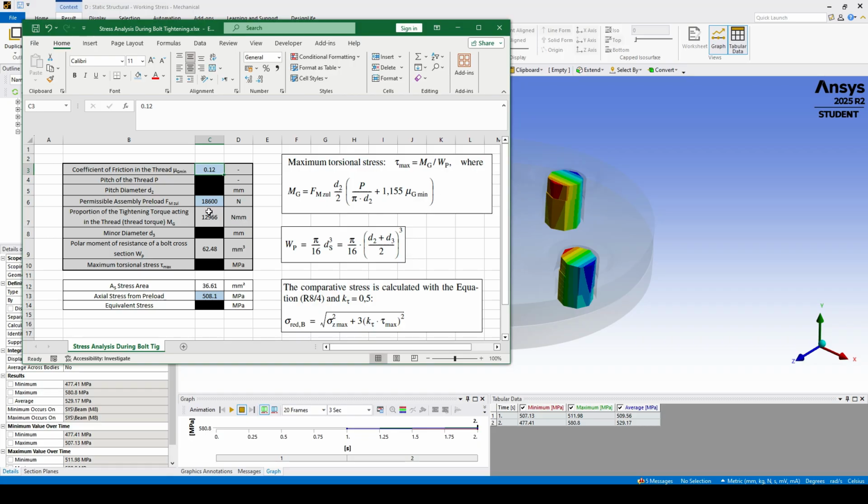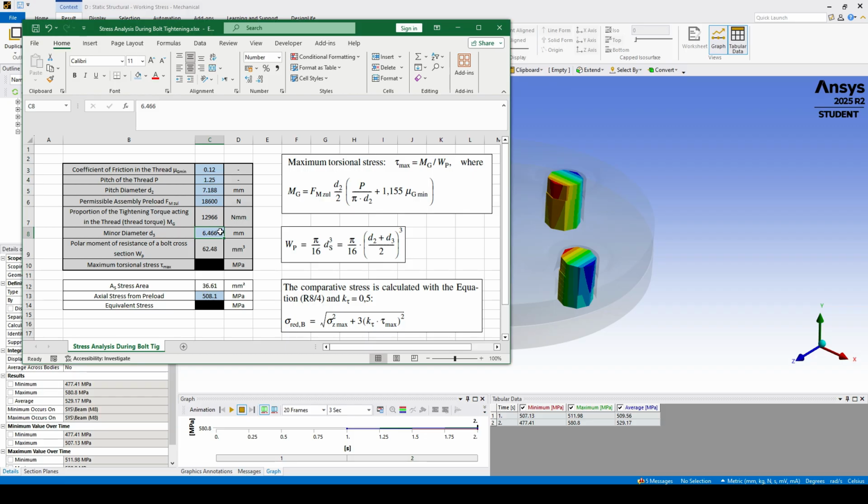Now the geometric parameters relevant to each bolt size, you can find, as I told you before, from the standards or VDI tables. So for our M8 bolt, we have a pitch of thread of 1.25, and a pitch diameter, also called D2, of 7.188 millimeter. And we have the minor diameter D3, which in our case is 6.466 millimeter.